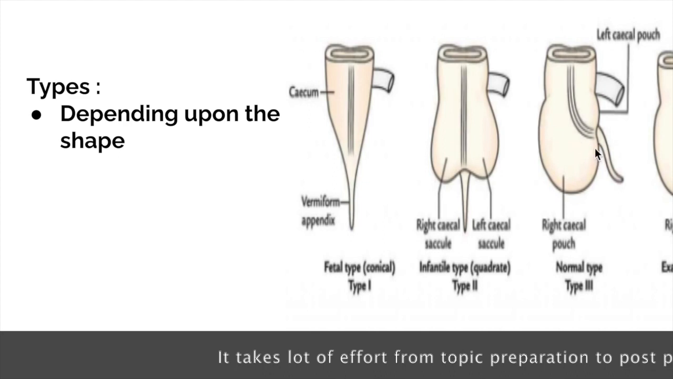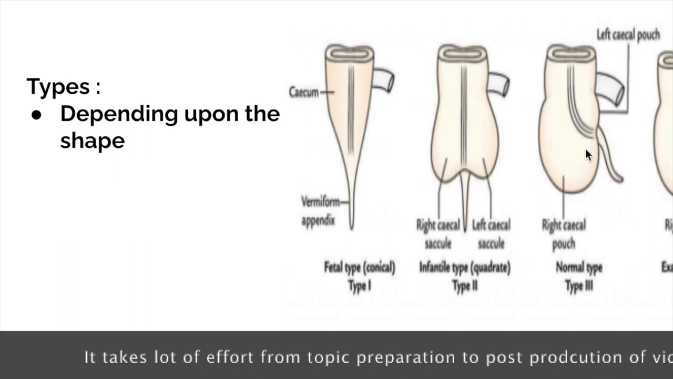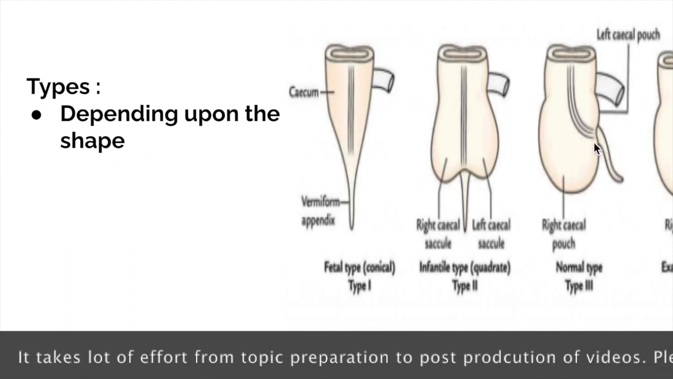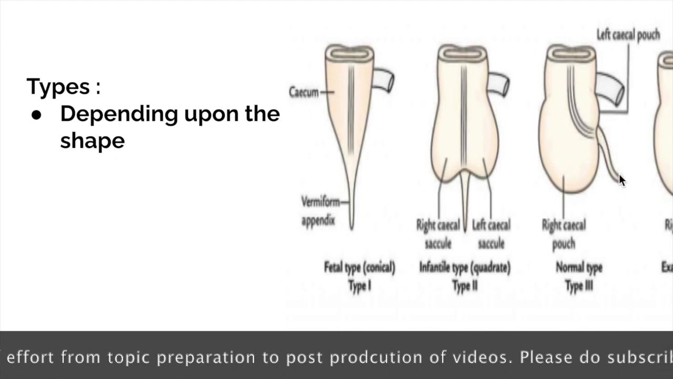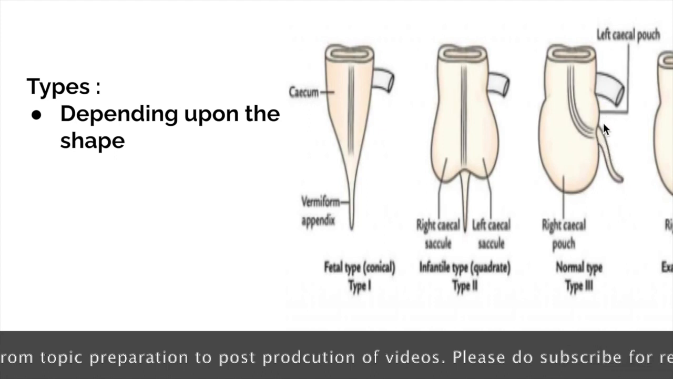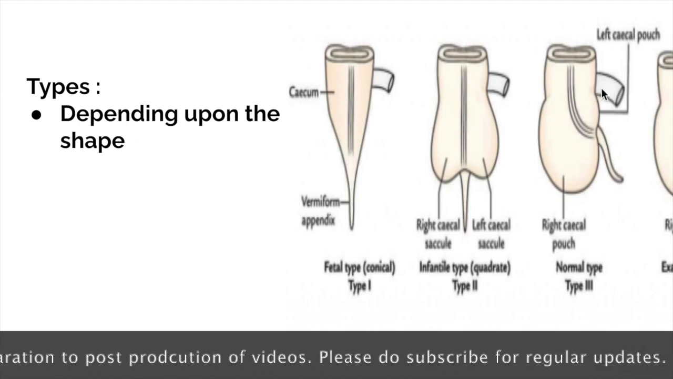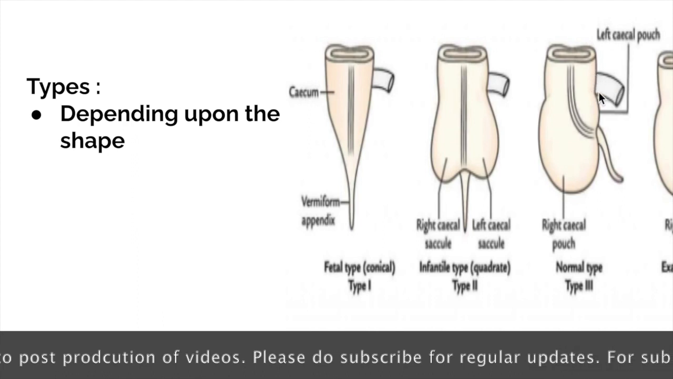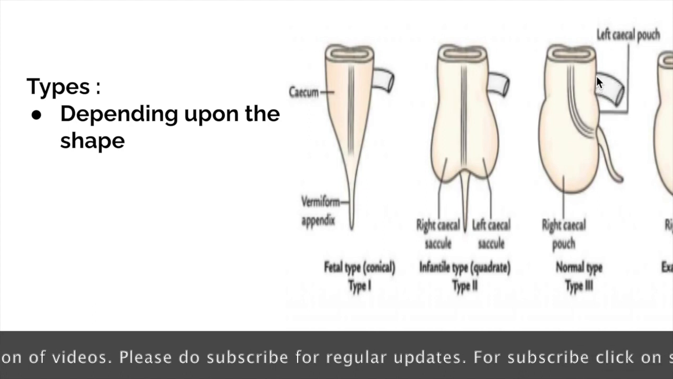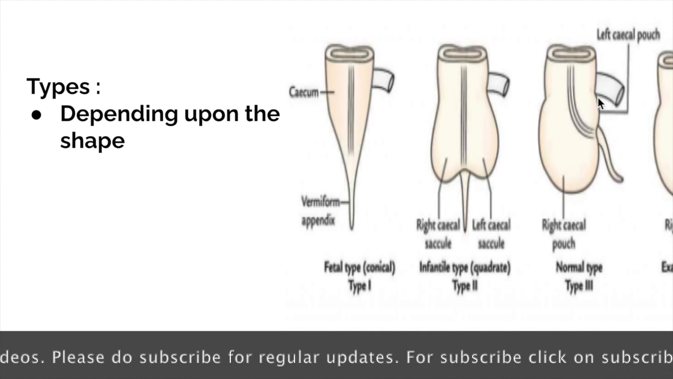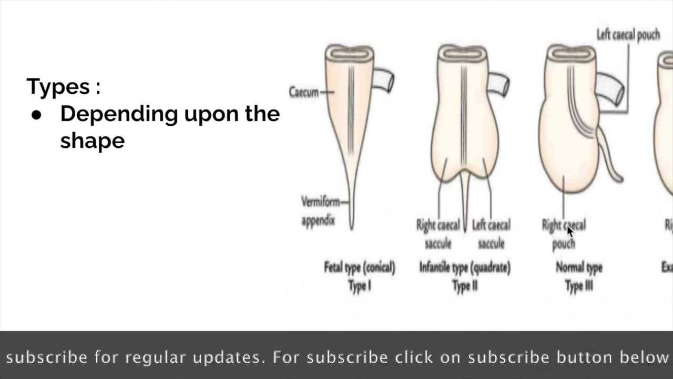Next, the third type is the normal type. Normally, the right cecal pouch is more enlarged than the left cecal pouch. And then this is the appendix. This appendix is exactly 2 centimeters below the level of the ileocecal orifice. The orifice is nothing but the opening of the ileum into the Caecum. So exactly 2 centimeters below the ileocecal orifice, we'll see the appendix. And there is more enlargement of the right cecal pouch. This is the normal type.